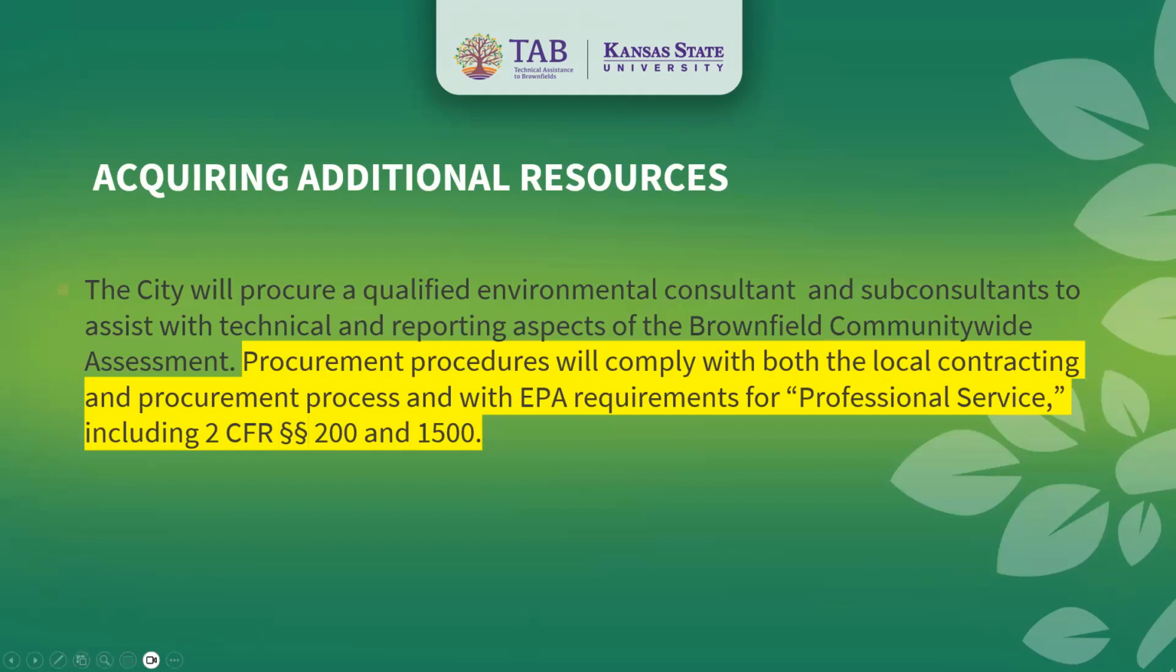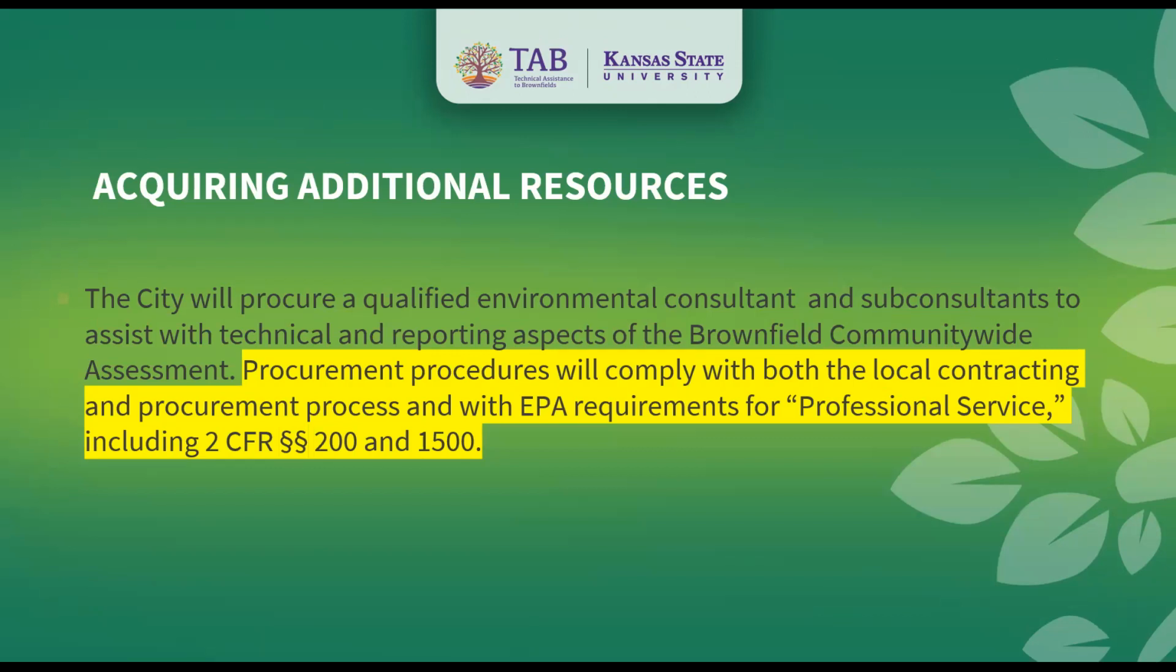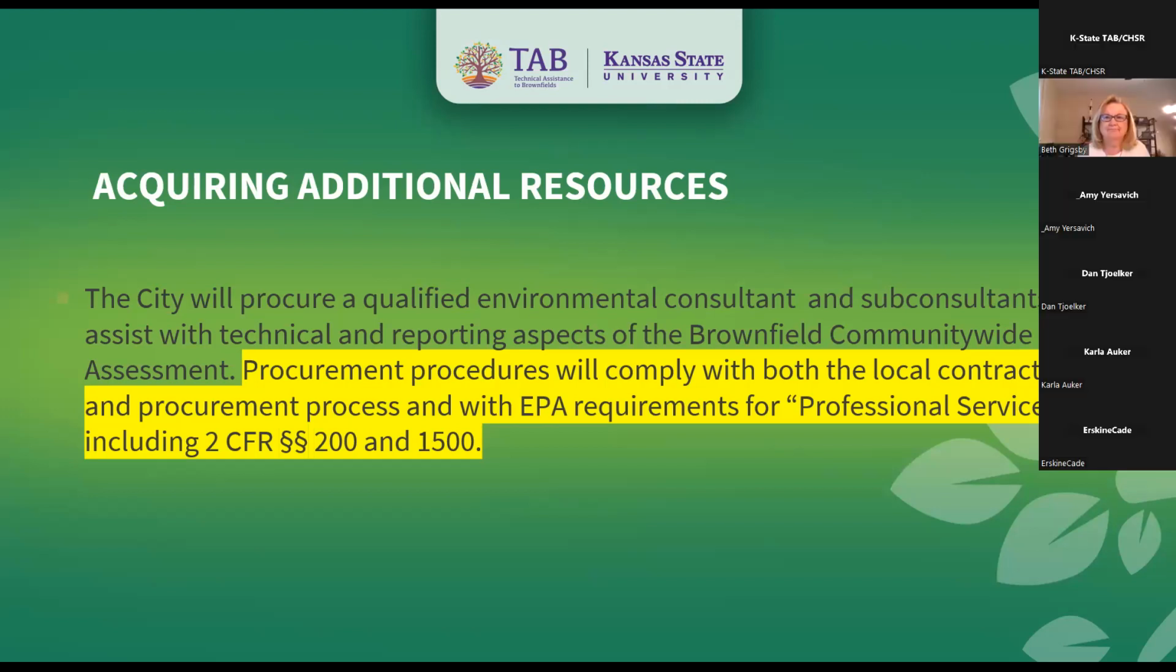So, acquiring additional resources. The key is that you're going to comply with, and often they will say, the local contracting and procurement process. And they'll say that's, in some cases, more restrictive than 2 CFR 200 and 1500. But you do want to put that you are going to follow 2 CFR 200 and 1500. You want to make sure that you are stating that.